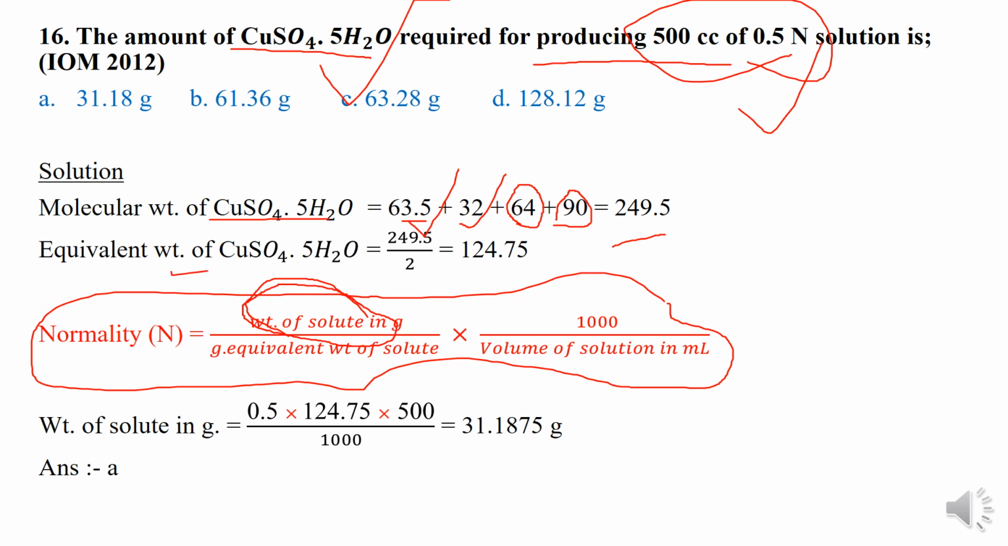Equivalent weight will be 249.5 divided by 2. Why is this 2? Because the total positive charge present in copper sulfate is 2, Cu2 plus, and in case of sulfate, SO4 2 minus. So total positive charge or total negative charge, right? Molecular weight divided by either total positive charge or total negative charge gives the equivalent weight. So 124.75. Just put this value in this equation, then the answer will be automatically obtained. Right.